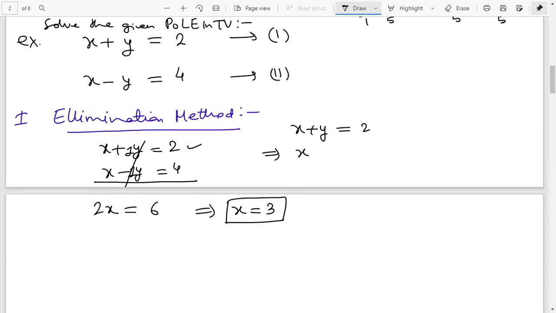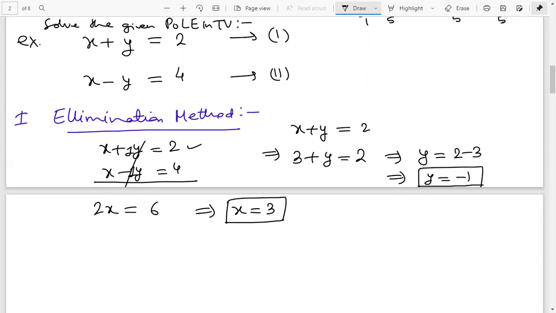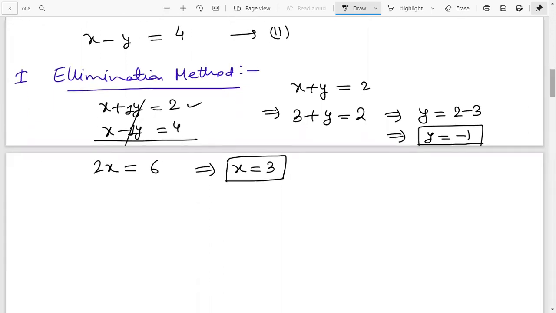So x value we have got, so we'll put x value 3 plus y equal to 2. So y will be 2 minus 3, we will not skip the steps. So y will be equal to minus 1. So y is minus 1. Correct. So these are the values of x and y.